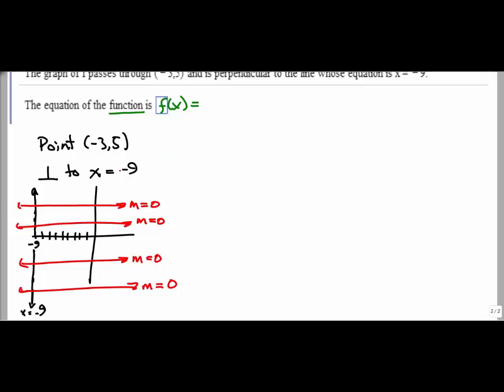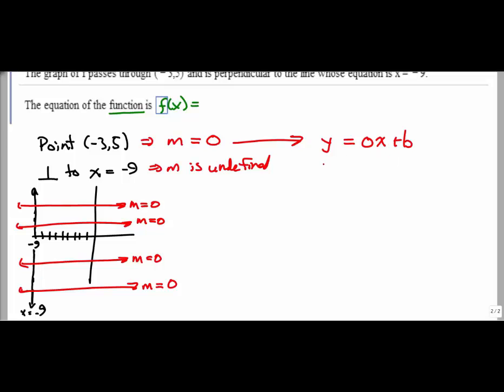So what I learned here is I now know my slope. The slope is 0 because here the slope is undefined. So for this x equal negative 9, the slope is undefined. The line that's perpendicular to that has a slope of 0. So this is going to look like y equal 0x plus b.